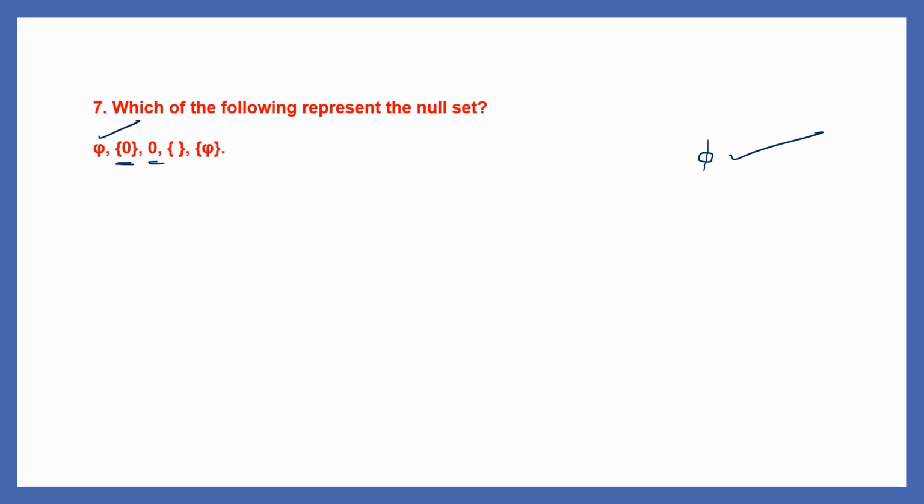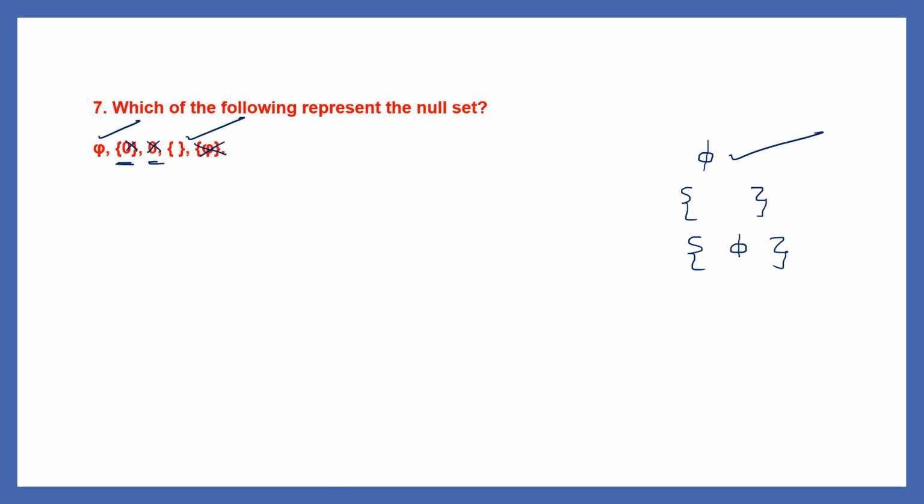The next one is 0. It is not in the form of a set, so we cannot include this also. Now the third one is an empty set. We are putting the curly brackets and there's nothing inside. It represents an empty set. The last one is we have put curly brackets and we have put the symbol of the null set inside. That means in this set there is one element. This element is there inside the set. It's not empty. This is empty, whereas this one has one element in it. So this cannot be called a representation of a null set, the last one.